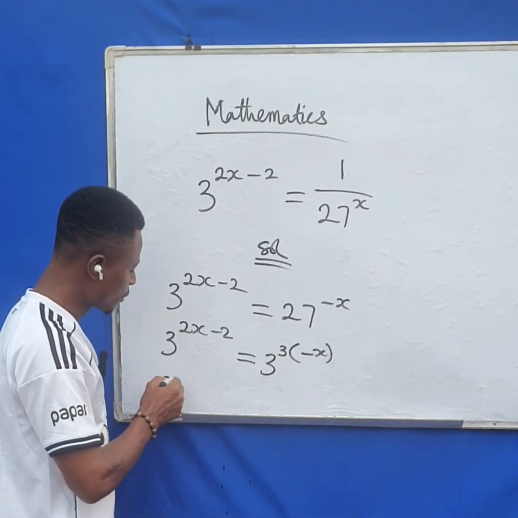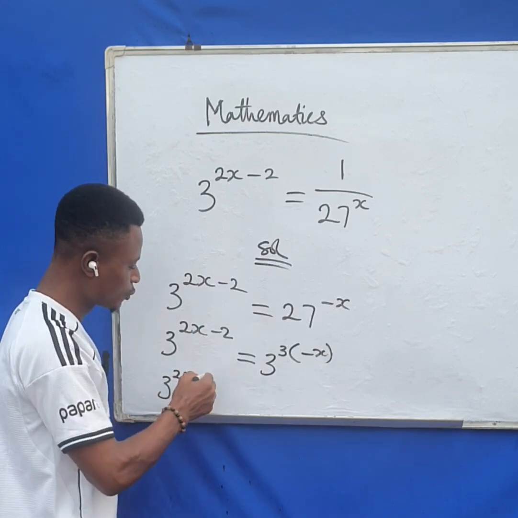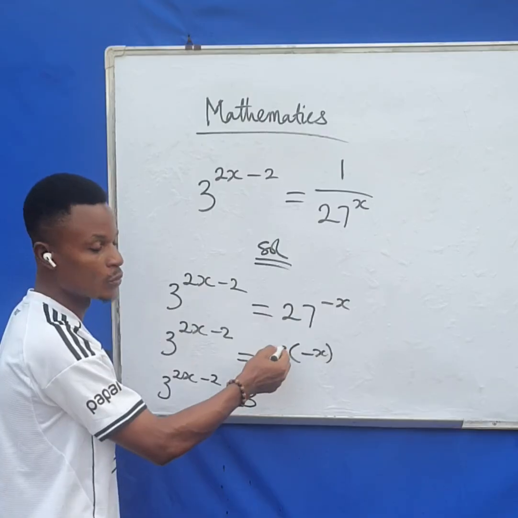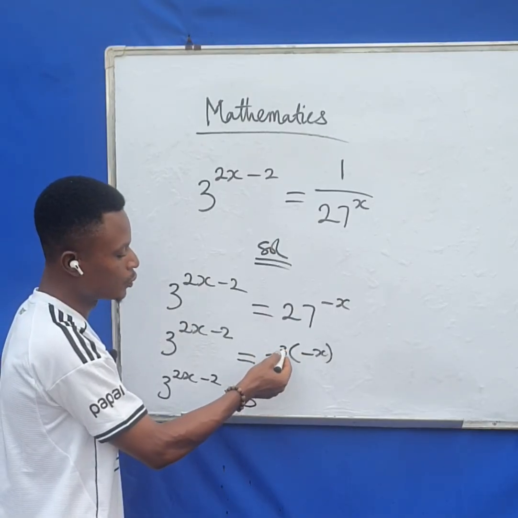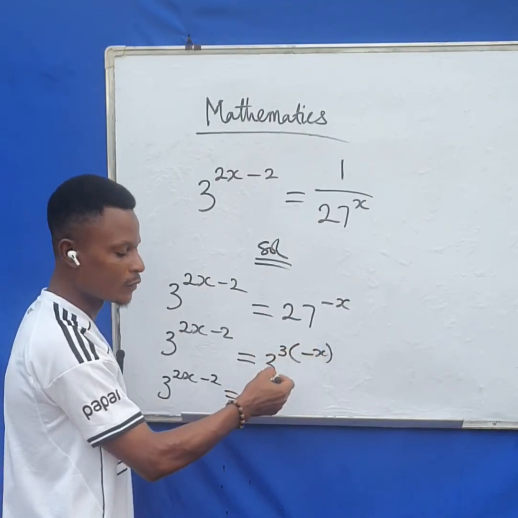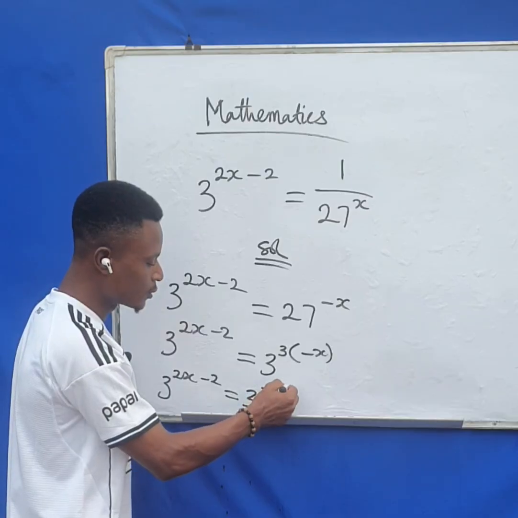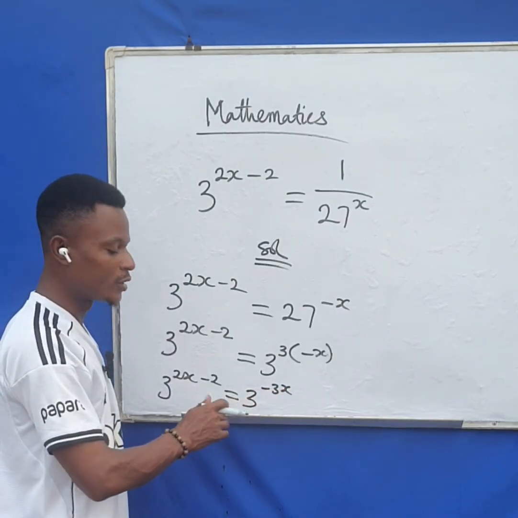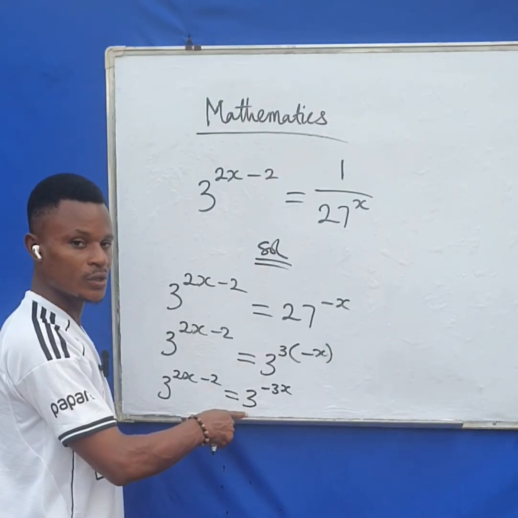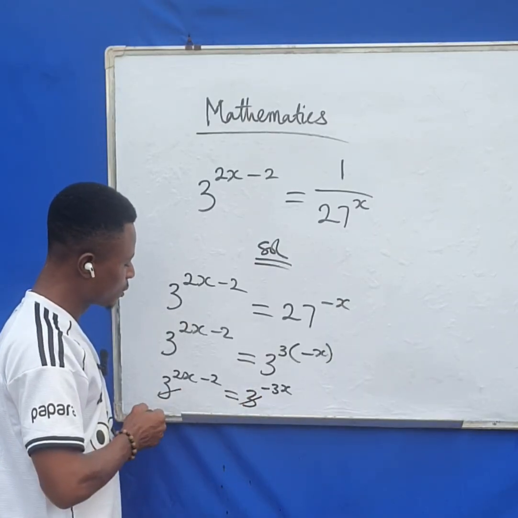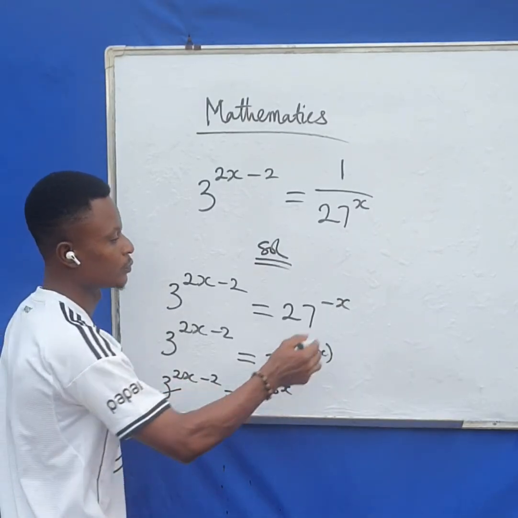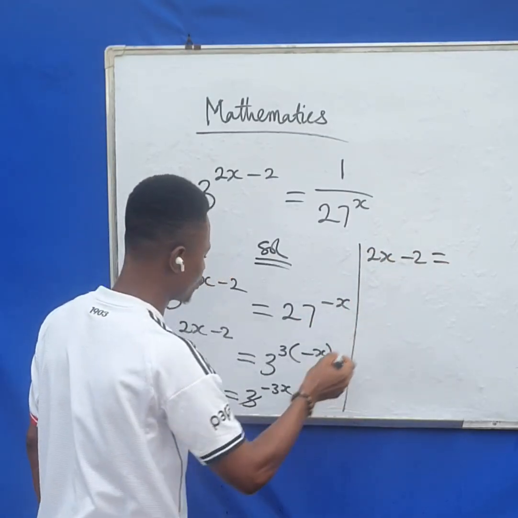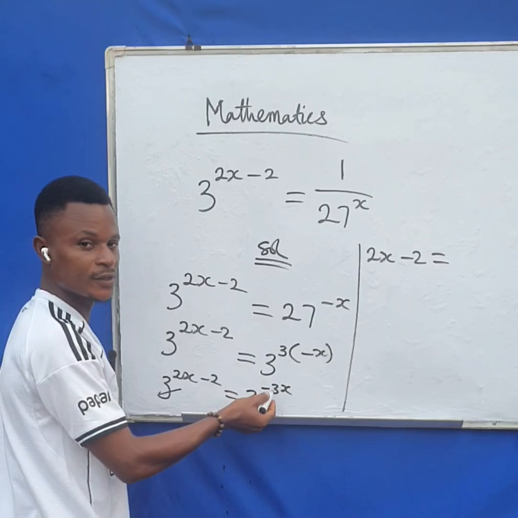So we have 3 raised to the power of 2x minus 2 equal to 3 raised to the power of, we're going to open this bracket. So we use multiplication. 3 times negative x will give us negative 3x. Now, if you look at the two sides of the equation, you can see that the bases are the same. Because they are the same, they will cancel. And you're left with 2x minus 2 equal to negative 3x.